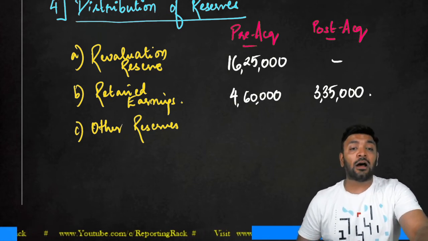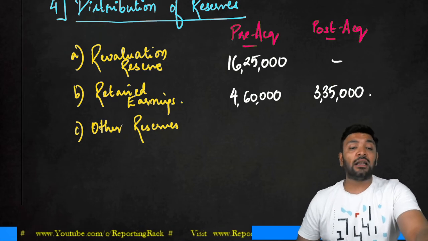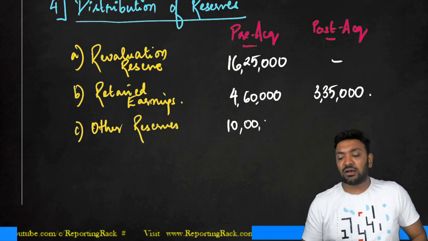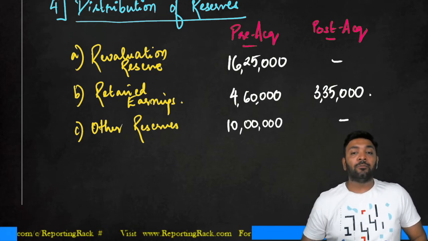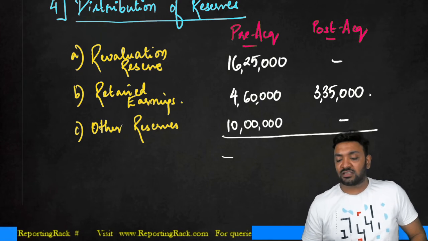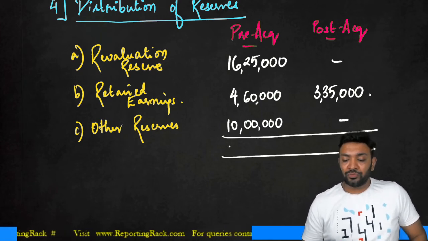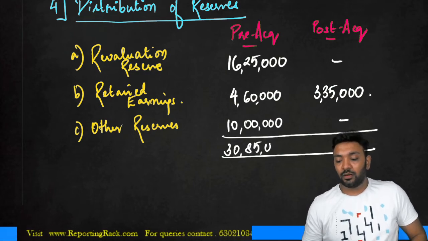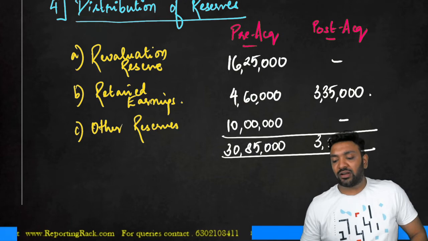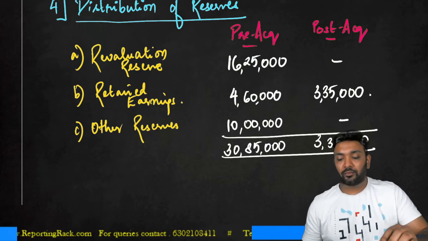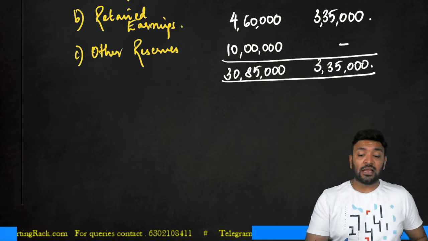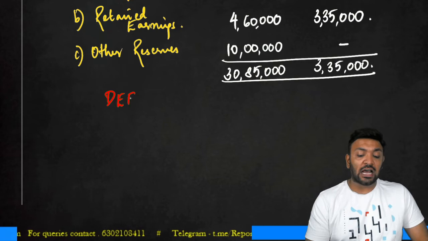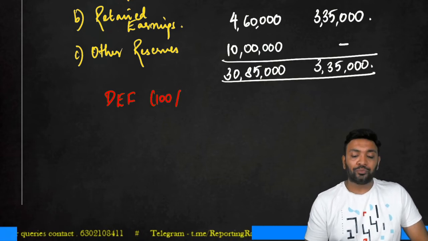What about other equity? Other reserves in my balance sheet already exist at 10 lakhs. Nothing is given regarding that, so I am assuming that this reserve was a carried forward reserve of last year itself. So nothing in the current year, no post-acquisition. Total it out. This will be 30,85,000 and 3,35,000.